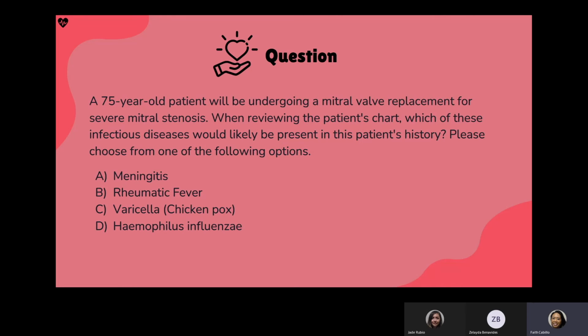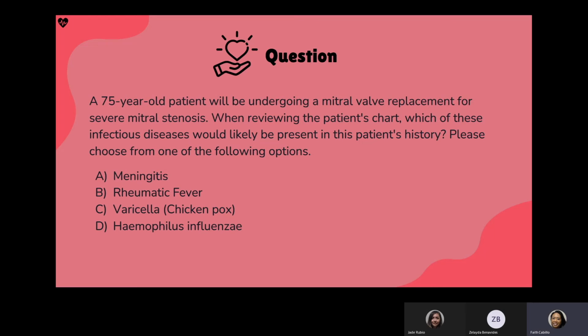Here's a review question. A 75-year-old patient will be undergoing a mitral valve replacement for severe mitral stenosis. When reviewing the patient's chart, which of these infectious diseases would likely be present in the patient's history? A. Meningitis, B. Rheumatic fever, C. Varicella, or D. Haemophilus influenzae.